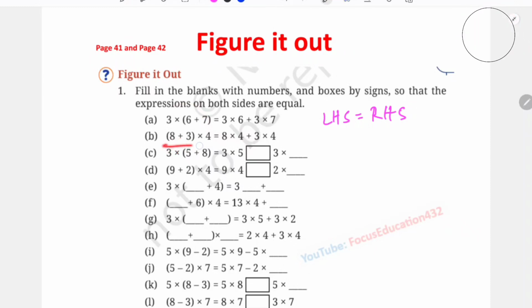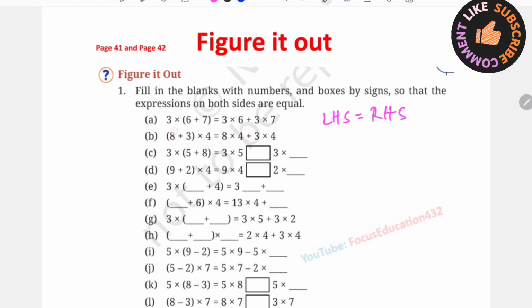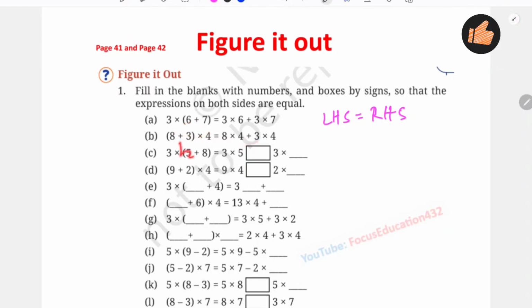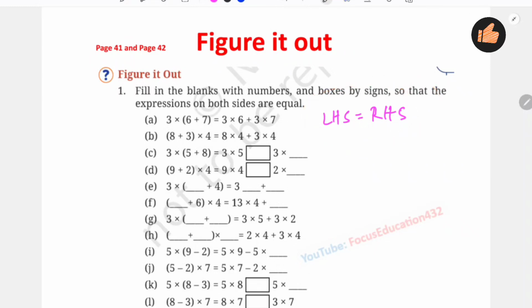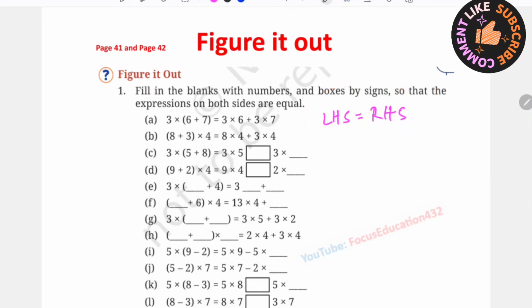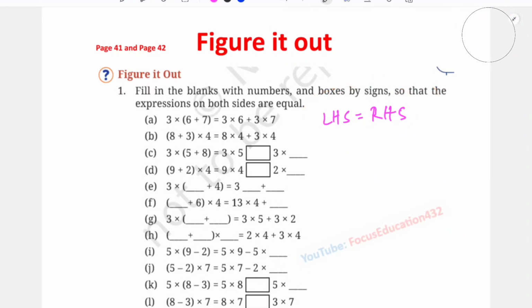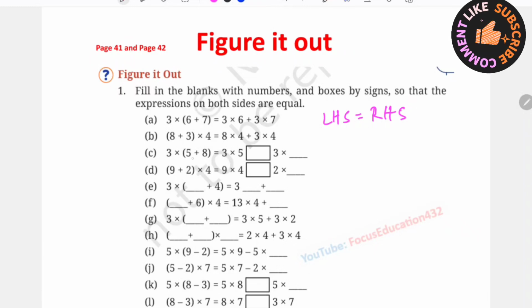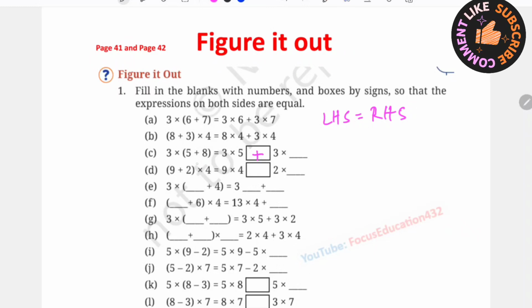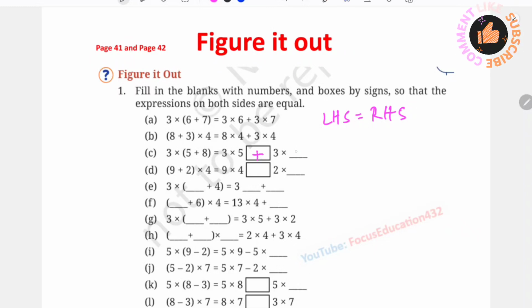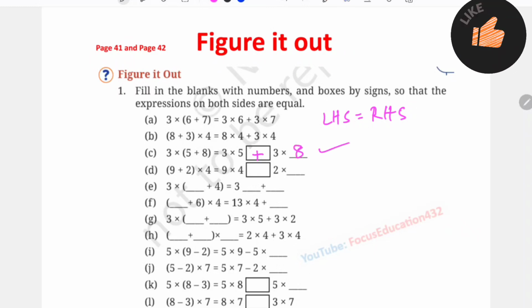Same way, (8 plus 3) multiplied by 4. That means 8 multiplied by 4 plus, because in the middle here we are having plus, 3 multiplied by 4. These two are given to us, where LHS is equal to RHS, that is, left hand side is equal to right hand side. Now what we have to do? The remaining we have to fill out. 3 multiplied by (5 plus 8). 3 multiplied by 5 is already given. Then we have to write plus, because in the middle we are having plus. Then 3 multiplied by 8.